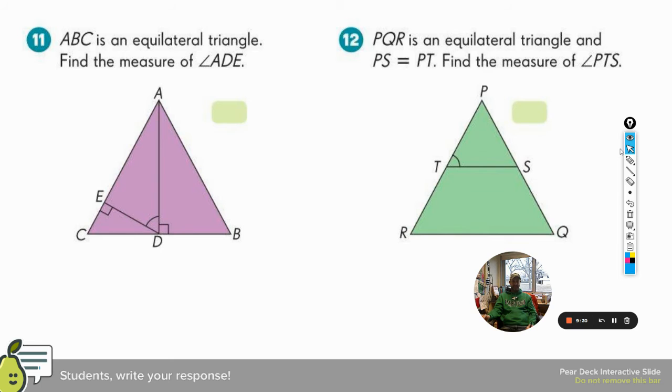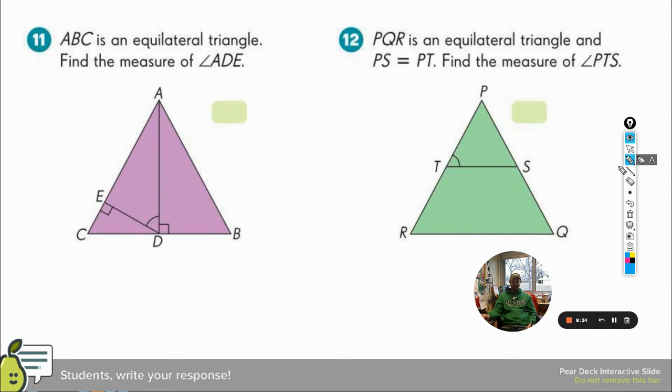All right. How'd you do? I'm going to start, so if you haven't finished, make sure you do that. Are you ready? So ABC is an equilateral triangle. That's good to know. And PQR is an equilateral triangle. Good to know. I'm going to start there. Okay. For this, I want to find the measure of ADE. Oh, how interesting.